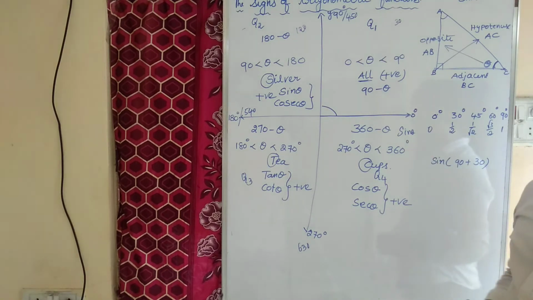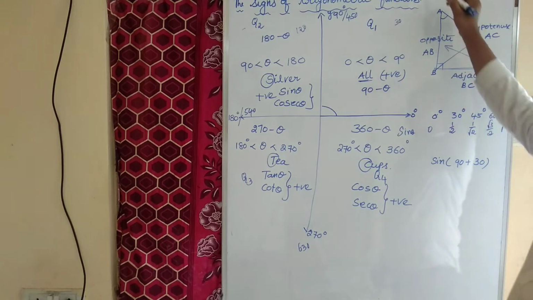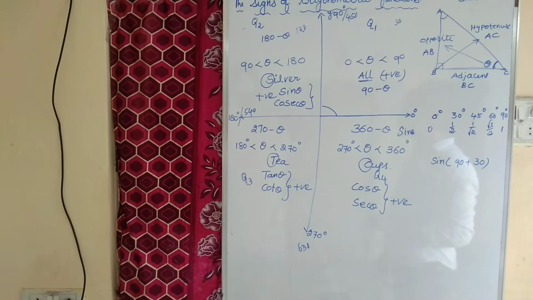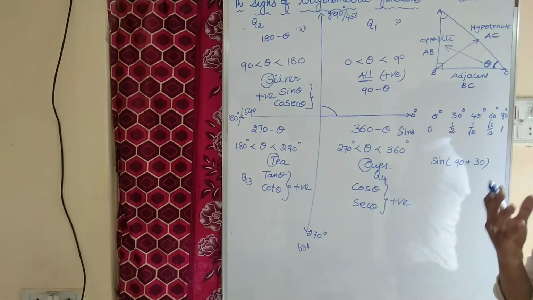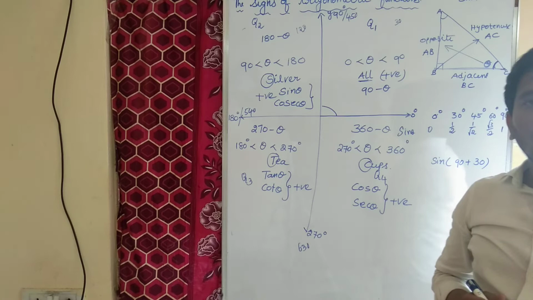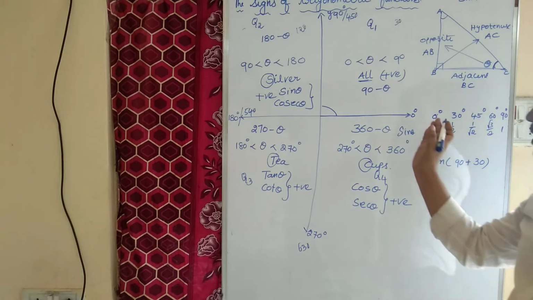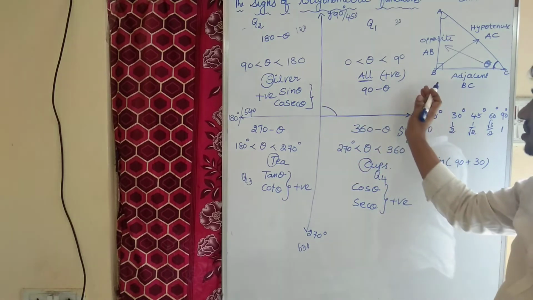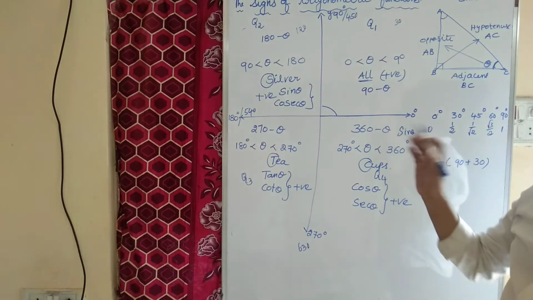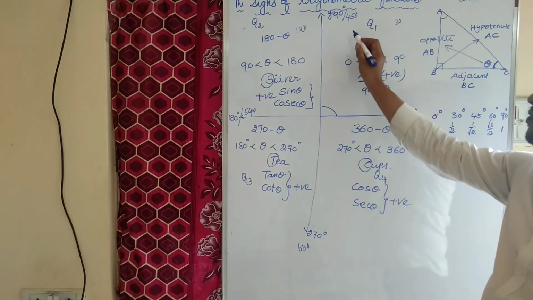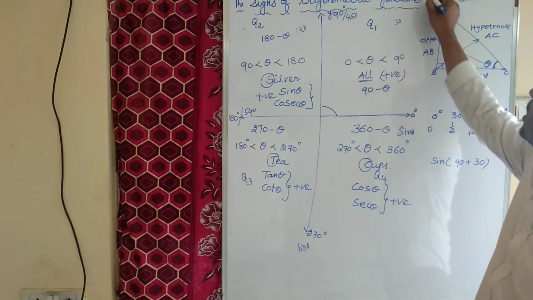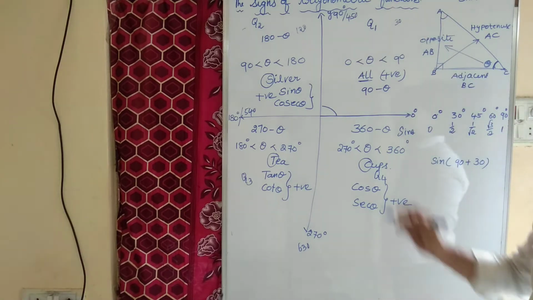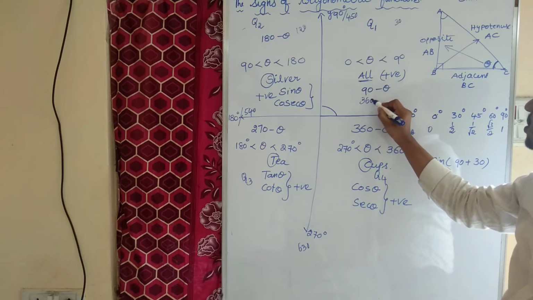Suppose I ask you to find the value of sine 420. 420 is in which coordinate? As we know children, 420 is greater than 360. One complete rotation is 360 degrees. After 360, again 90, 360 plus 90, 450. I mean it is in first coordinate. So 420 lies in first coordinate, and this also I can write as 360 plus theta.